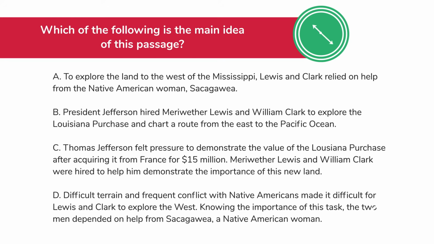B, President Jefferson hired Meriwether Lewis and William Clark to explore the Louisiana Purchase and chart a route from the east to the Pacific Ocean. C, Thomas Jefferson felt pressure to demonstrate the value of the Louisiana Purchase after acquiring it from France for $15 million. Meriwether Lewis and William Clark were hired to help demonstrate the importance of this new land. Or D, difficult terrain and frequent conflict with Native Americans made it difficult for Lewis and Clark to explore the West. Knowing the importance of this task, the two men depended on the help from Sacagawea, a Native American woman.